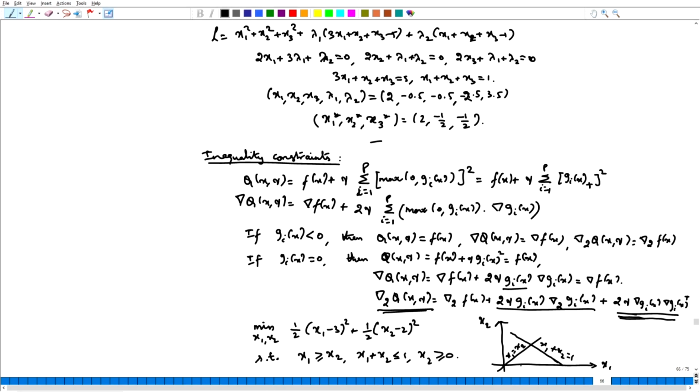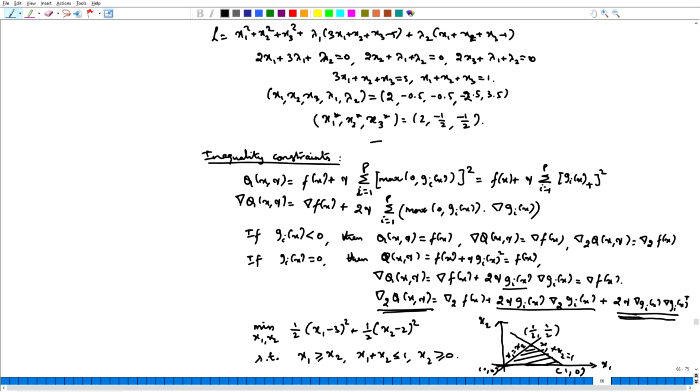And x2 greater than or equal to 0 means it is above the x1 axis, right. So, x2 equal to 0 is the x1 axis, and anything above the x1 axis is x2 greater than or equal to 0. So, the constraint set is defined by this particular triangle. This is (0, 0) that we know, this is (1, 0), and this is (1/2, 1/2).